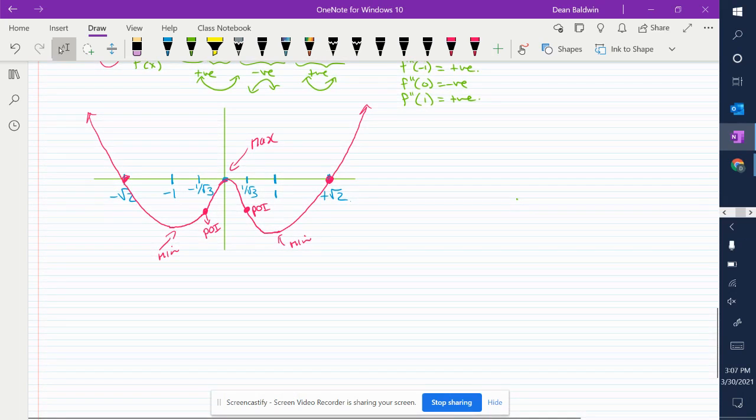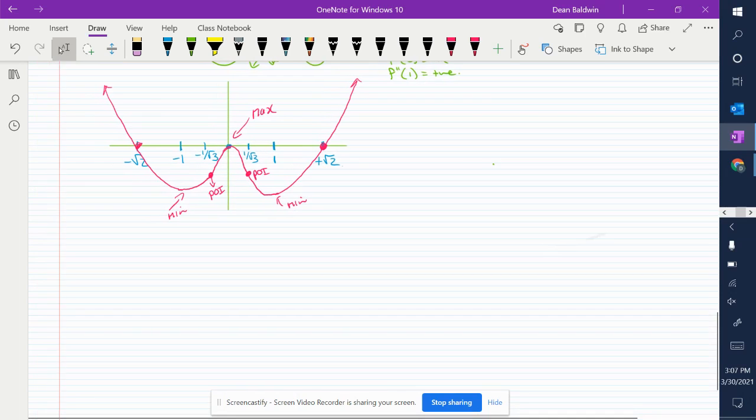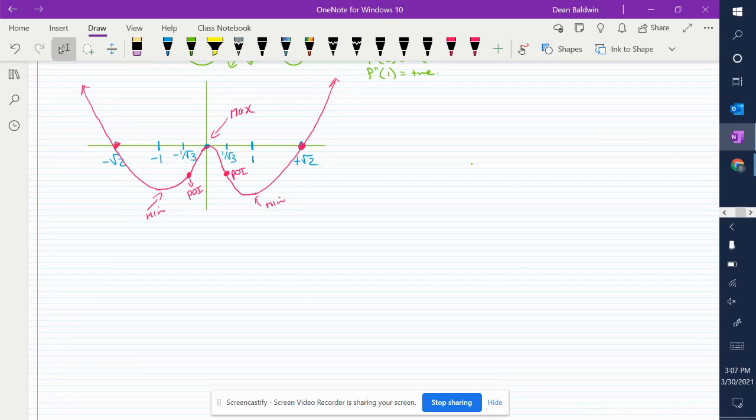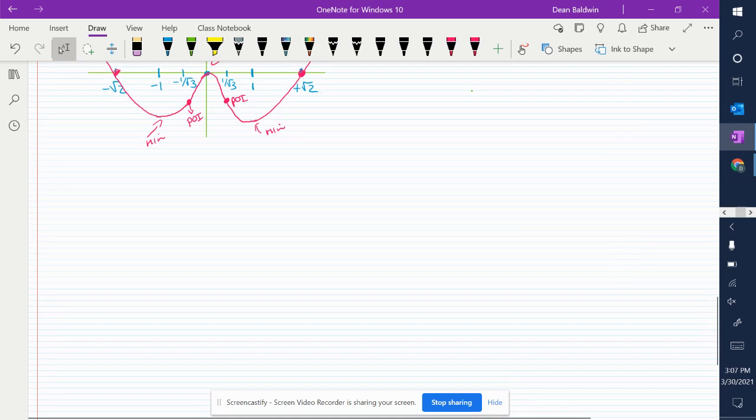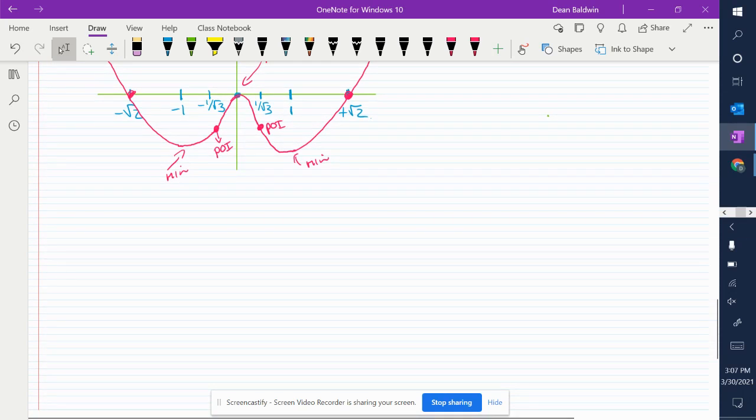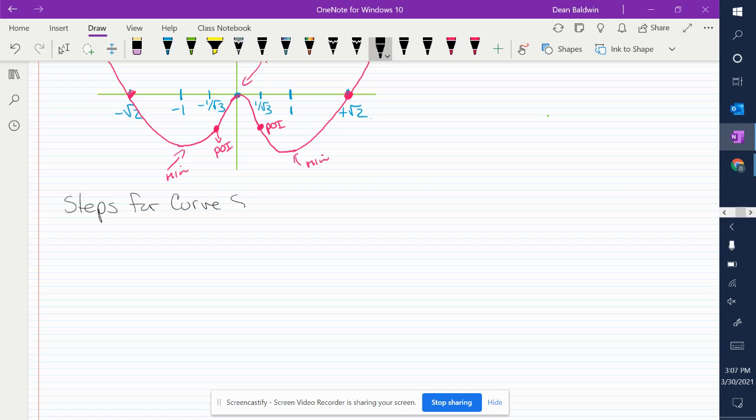Okay. All right. Let's summarize the steps, and then we're done. And I have a sheet here for one question to do tonight. All right. Steps for curve sketching. What's the first step? Derive. Find f prime of x.